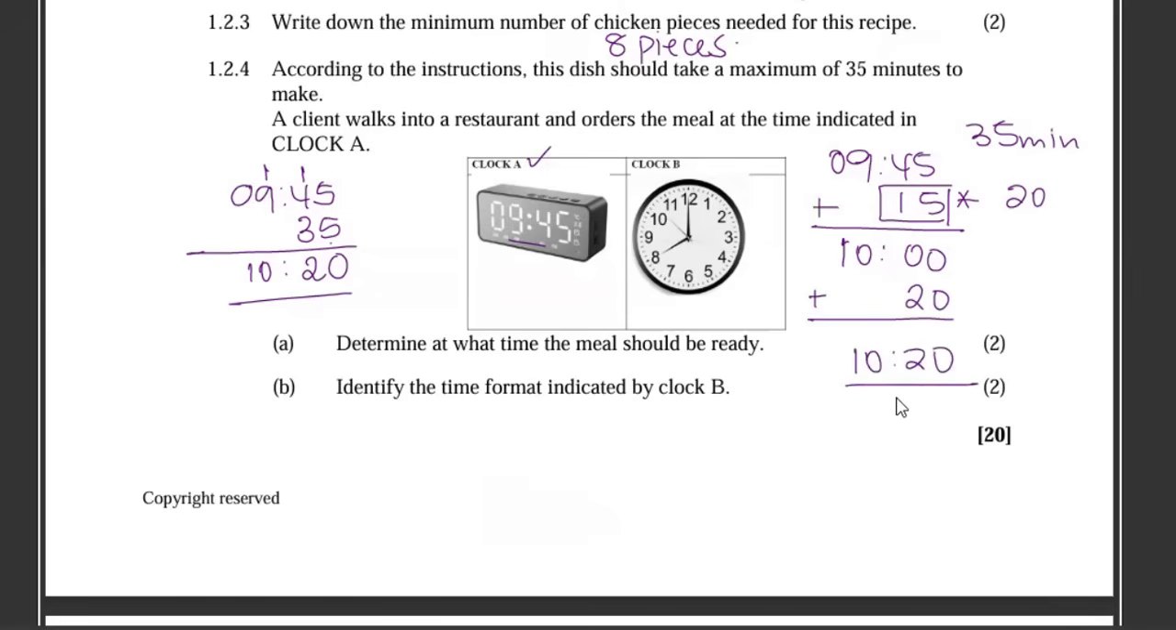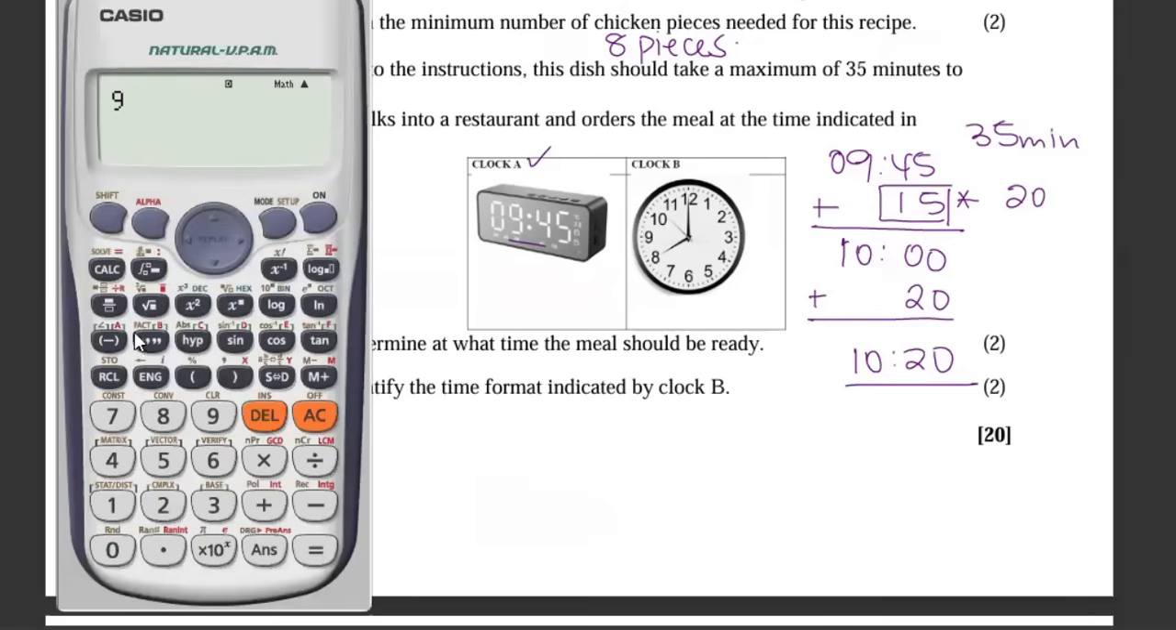Someone else who doesn't know how to do it, pick your calculator. Guess what you're going to do? You say 9, press this key, 45, press that key, plus 0, press that key, 35 minutes, press that key, press equals. It's the answer. Look at that answer there, and this answer that you have here. That's how we do it, simply.